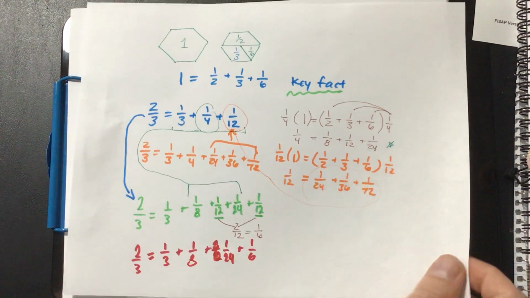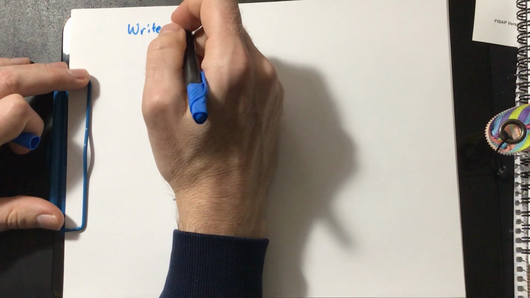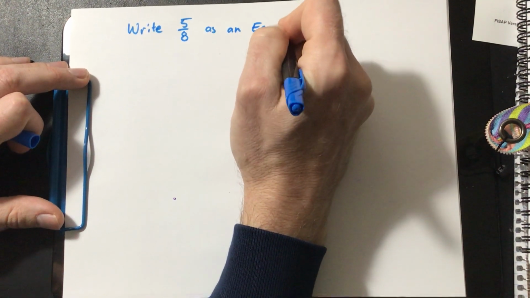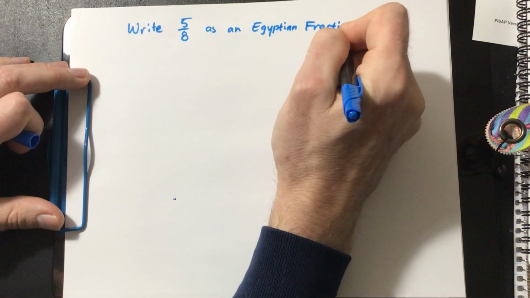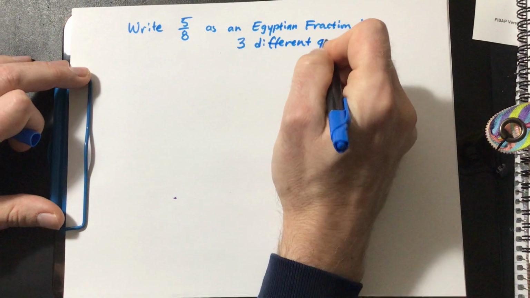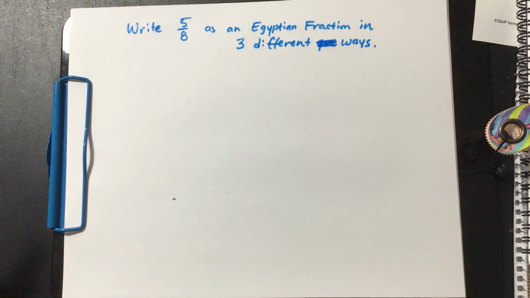Yeah. Awesome. Okay. So the fraction I wanted you to try was, do you want one that's bigger than a half or smaller than a half? I don't care. Okay. Let's write, let's say 5/8 as an Egyptian fraction in, let's say, 3 different ways. This is a kind of question I would ask on the test for my students. All right. Okay. Students beware.